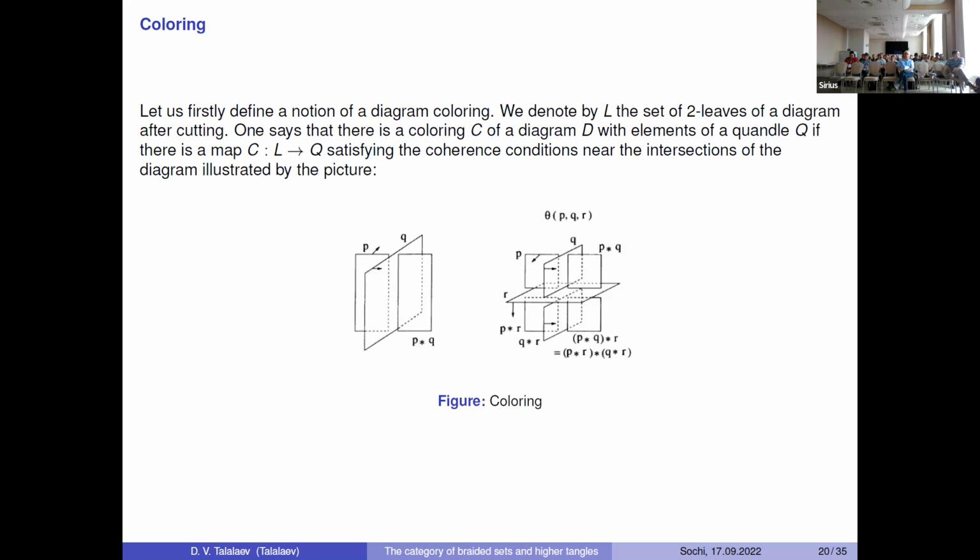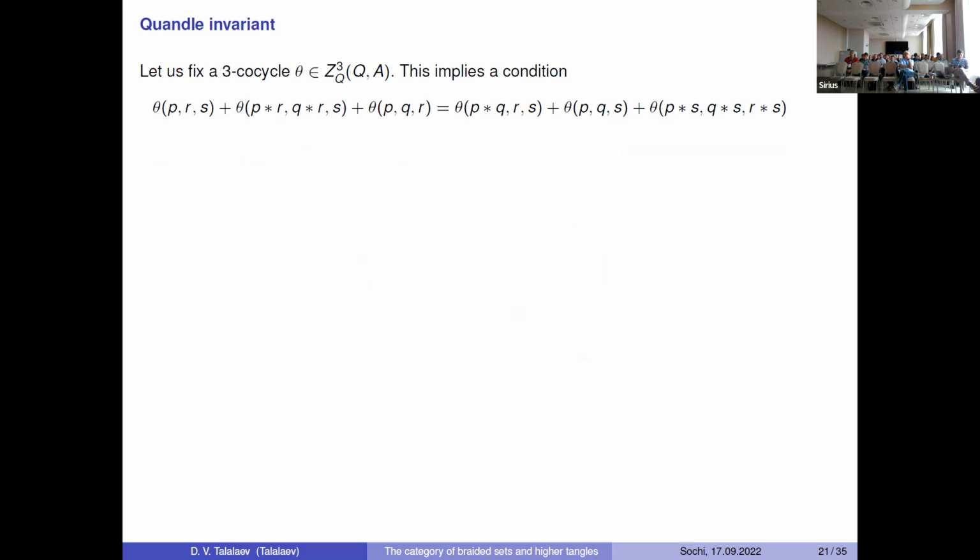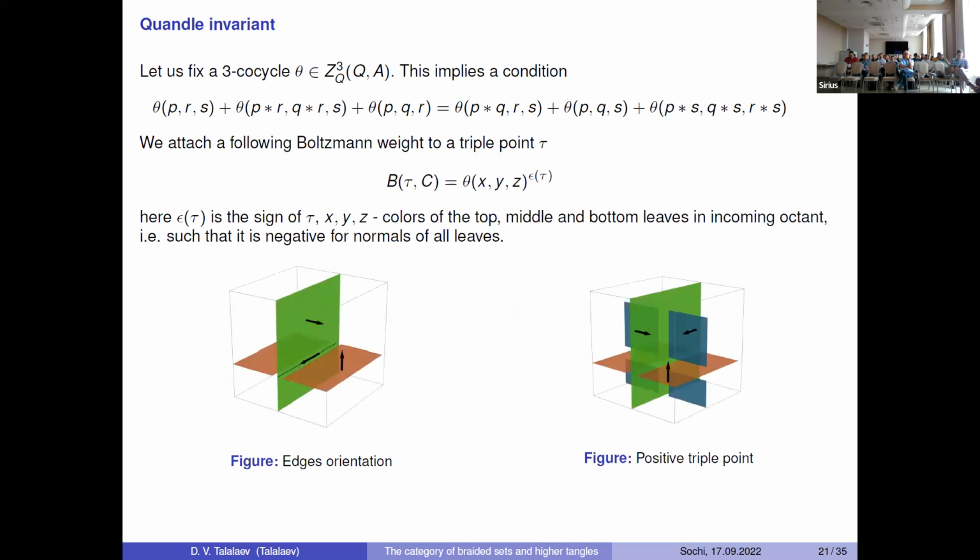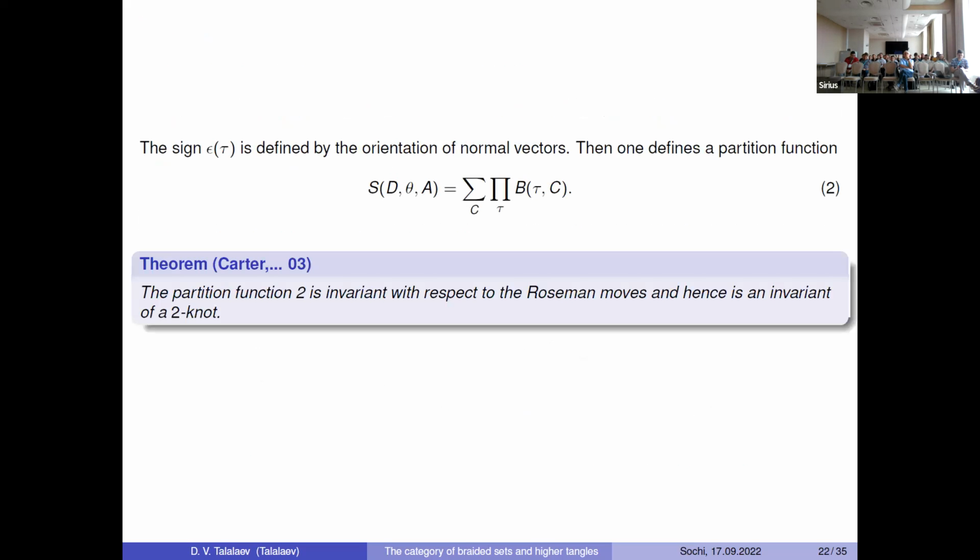There is a standard way to construct invariants of 2-knots due to Carter, Saito and their colleagues, which is principally an analog of the quandle invariants in the theory of 1-knots. So one can consider a coloring of the two-dimensional leaves of a diagram with elements of a quandle, satisfying such conditions. Here is the definition of the 3-cocycle of a quandle, and here is the theorem of Carter and colleagues, which says that such a partition function, which is a sum over colorings of products over triple points of some functions on triple points, is an invariant of a 2-knot.